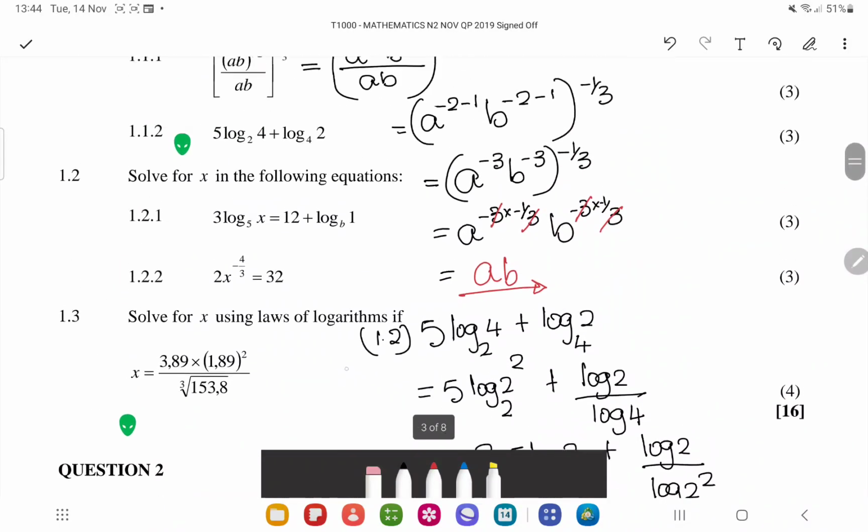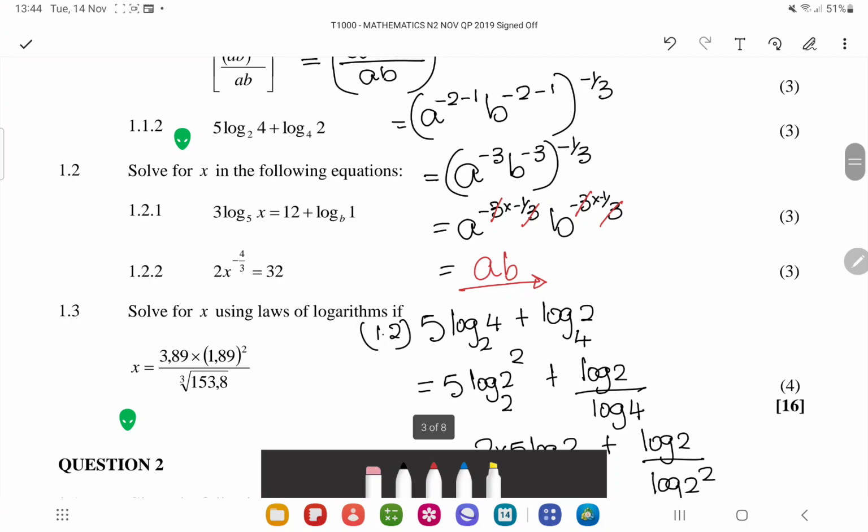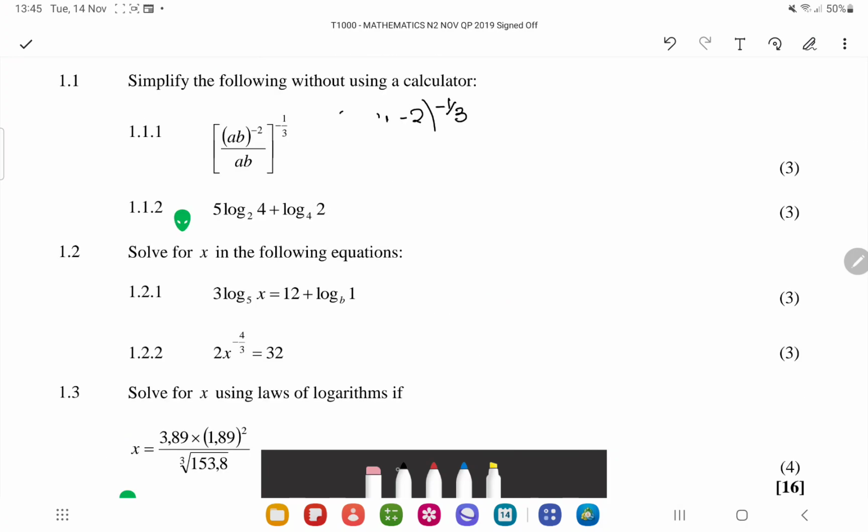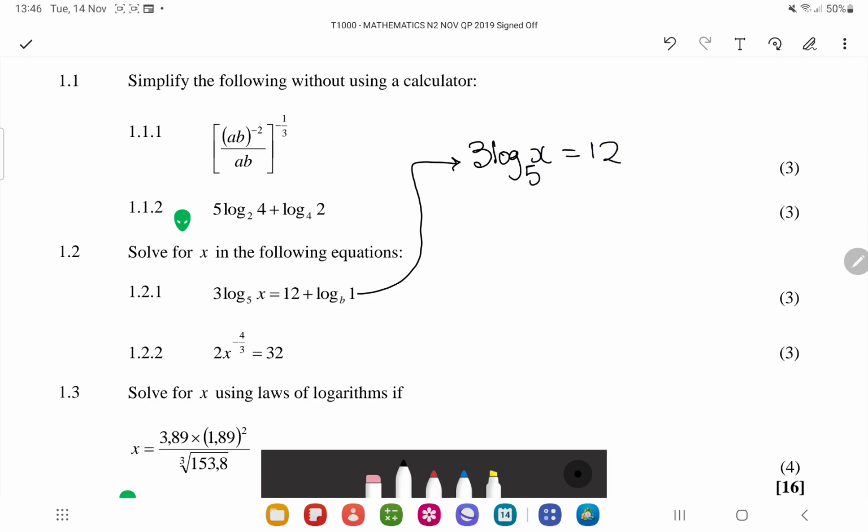Then we're going to the next question. We have the second question here. The question says solve for x by using the logarithm. Remember, when we are dealing with logarithms, to use the laws. So we need to always apply the laws. Now what we're going to do here, we have 3 log of 5 to the base x, equal to 12. Remember, log 1 is 0. We can write it as it is.